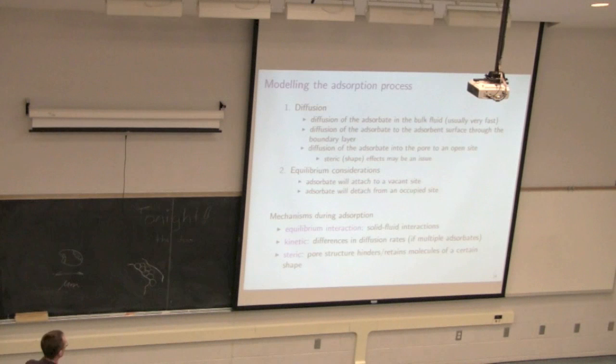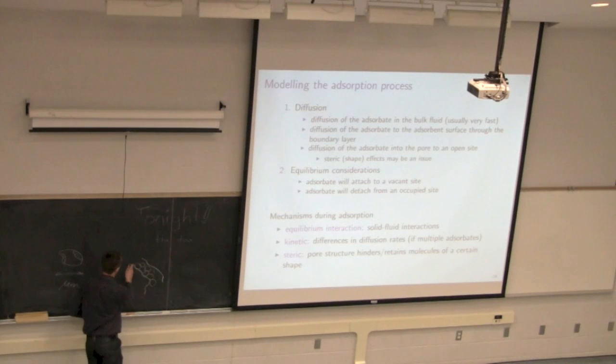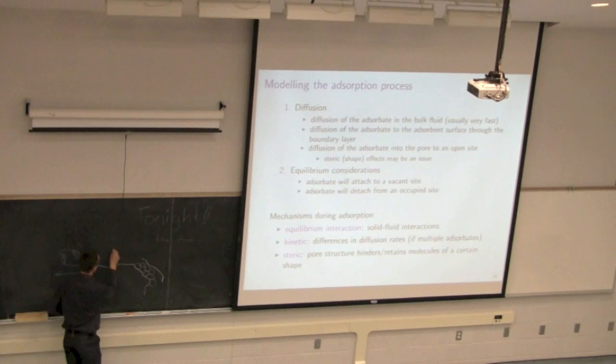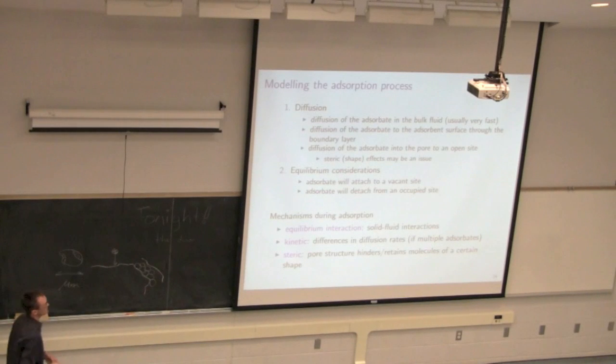But what you want is for that H2S then to deposit here on the surface. So you also need the diffusion of the adsorbate through this boundary layer. There'll be a boundary layer of hydrocarbon over here, and you want this H2S molecule to diffuse close to that surface. And if there are multiple pores on this adsorbent, you want it to diffuse through those pores. So there are several diffusion mechanisms we could consider.